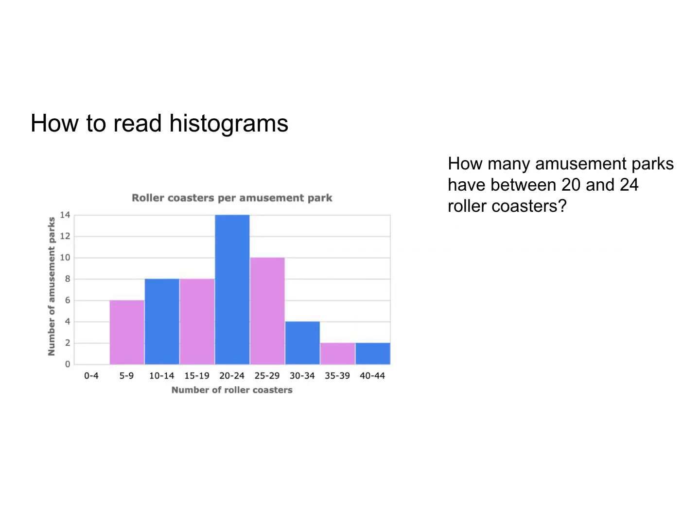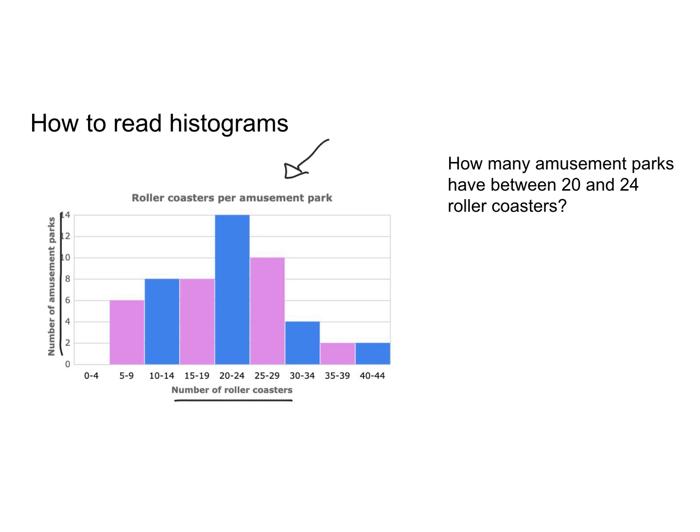So what this histogram is telling us from the title, this is the title right here, it says roller coasters per amusement park. So that's saying when you go to an amusement park, how many roller coasters are there going to be? So our x-axis tells us the number of roller coasters, and the y-axis is telling us how many amusement parks have that many roller coasters.